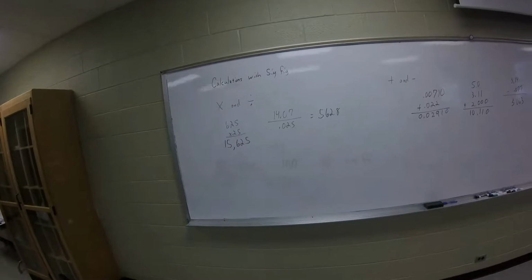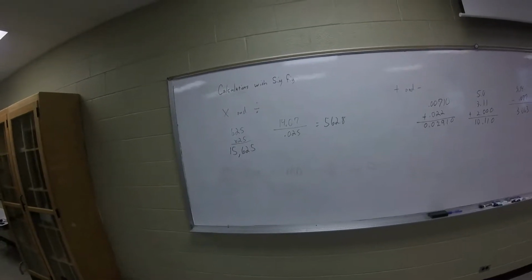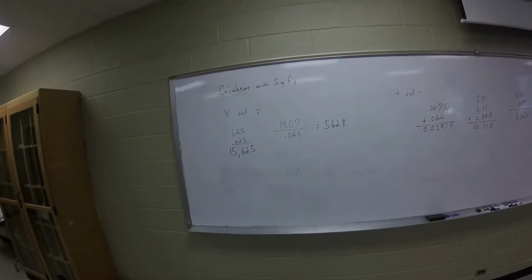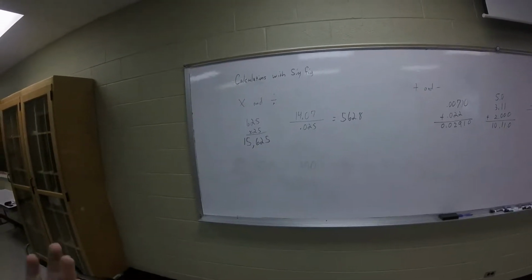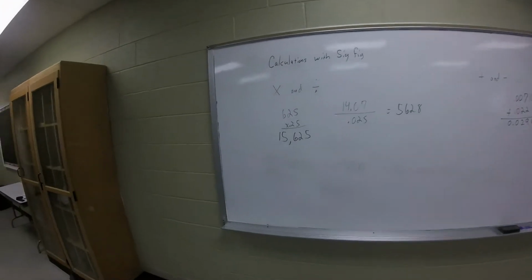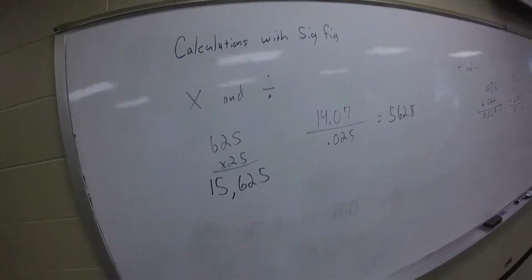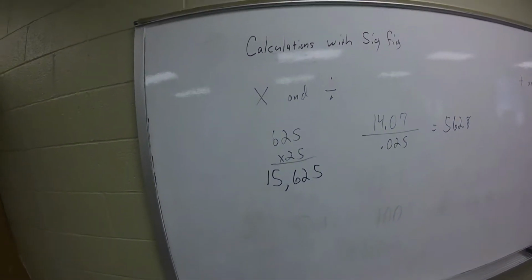So the weakest link theory says that our number of Sig Figs when we do a calculation is going to be determined by the one that has the fewest number of Sig Figs or the least accuracy. So let's look at multiplication and division first. They're actually easier than adding and subtracting.